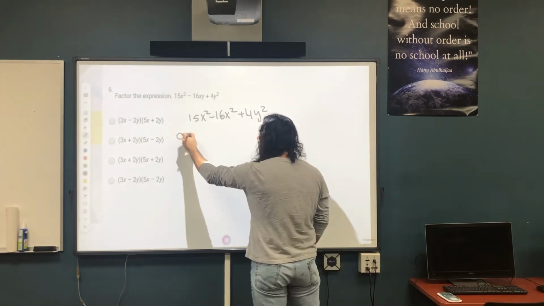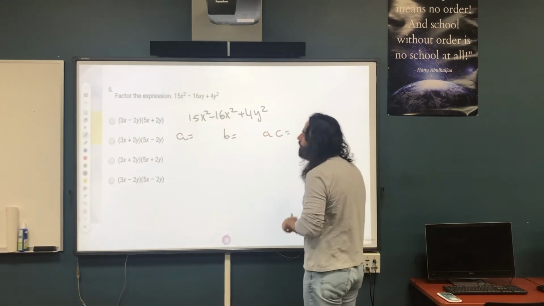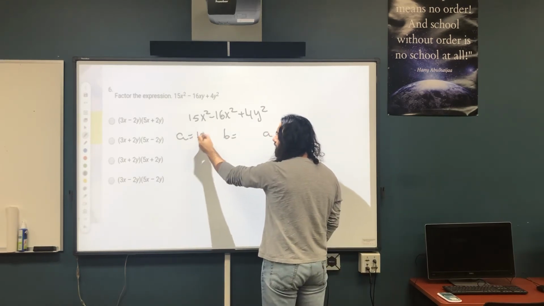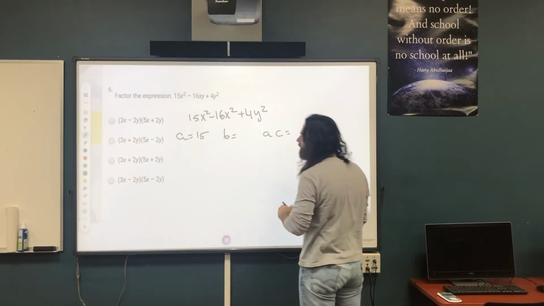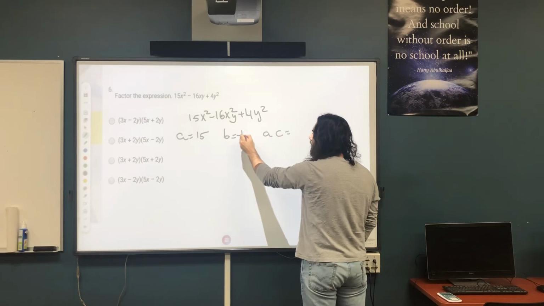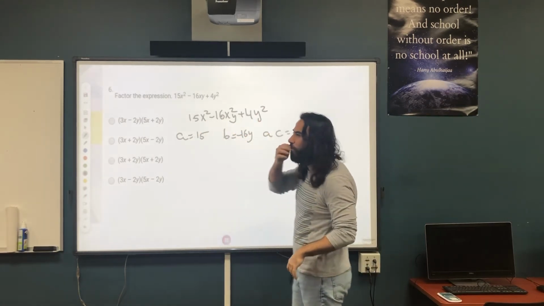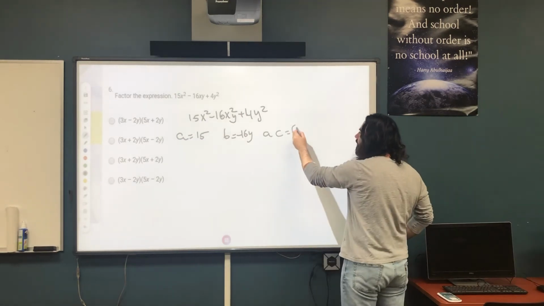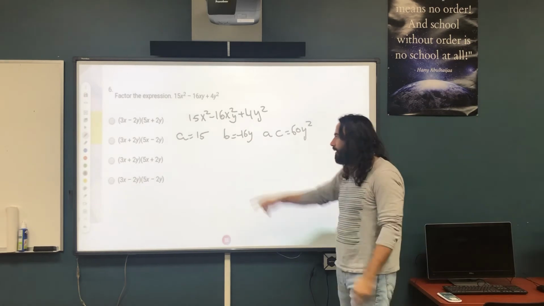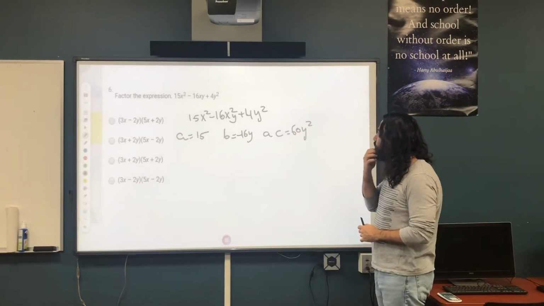So a, b, and of course a times c. So a is the coefficient of x squared, which is 15. B is negative 16y, sorry, there's y here. AC, it's 4 times 15, which is 60y squared. Now you need two numbers. If you add them, you get negative 16y, but if you multiply them, you get 60y squared.